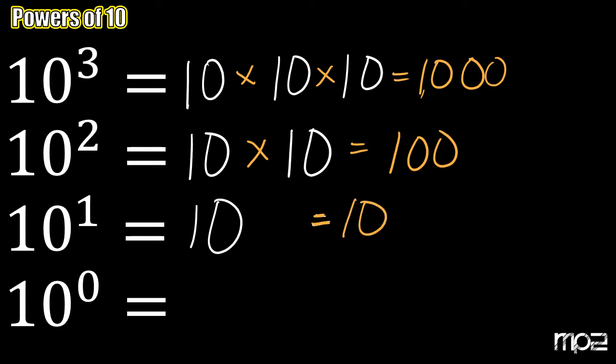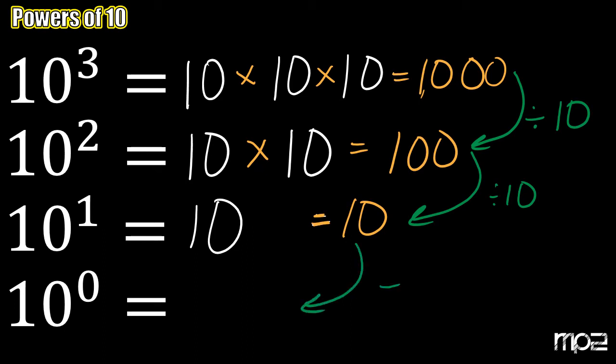What about 10 to the power 0? So in the last video, we talked about any number to the power 0 is equal to 1. And here is why again. So if I did 1,000 and I divided by the base, 1,000 divided by 10 is going to give me 100. 100, if I'm going to divide by 10, is going to give me 10. So 10 divided by 10 is going to leave me with 1 as my answer for 10 to the power 0.